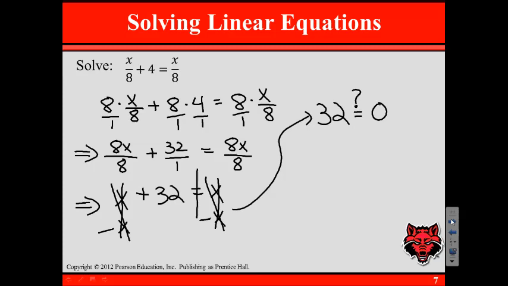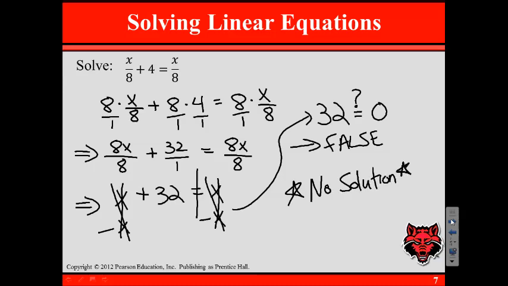We ask ourselves, is this true or is this false? And clearly 32 does not equal 0. So this is false. This is what a false statement means. A false statement means it doesn't matter what value you plug in for x, it will never, ever satisfy the equation. And so in that situation, we say that there is no solution. There is no possible way we could solve this equation.